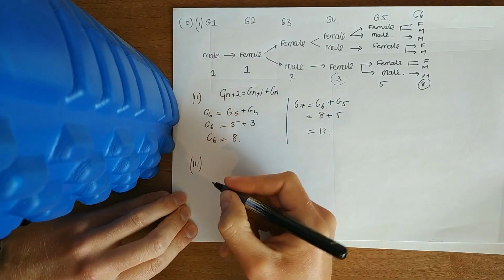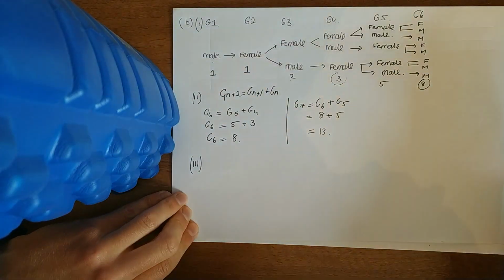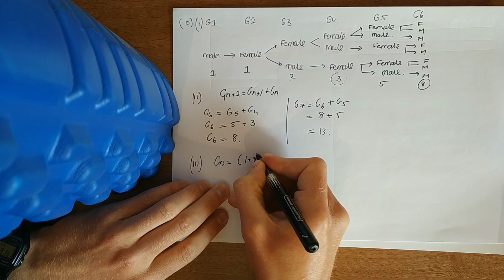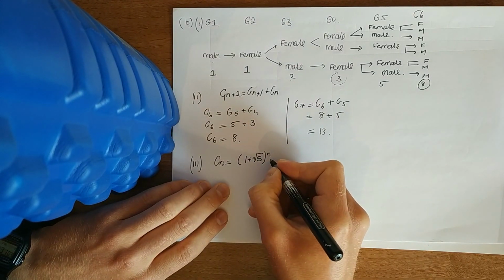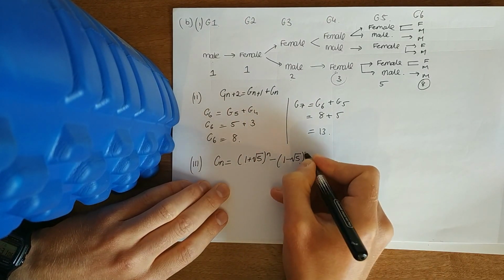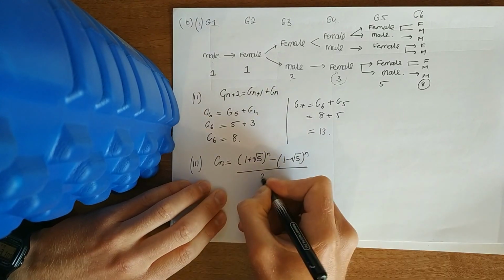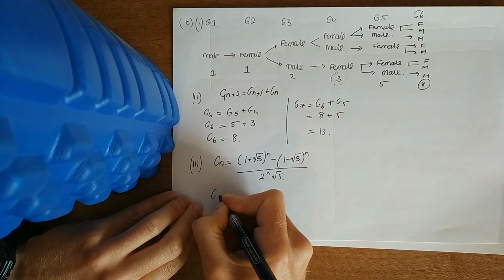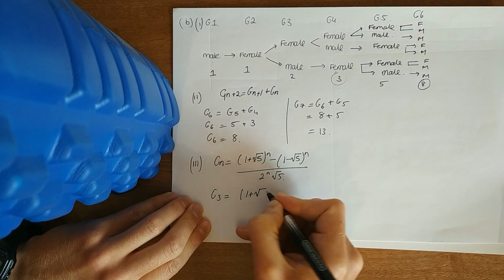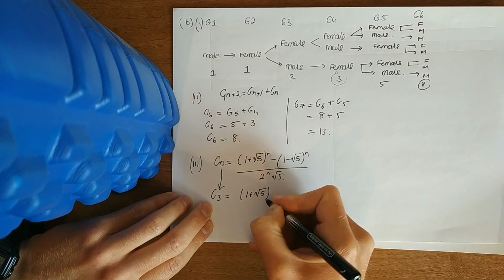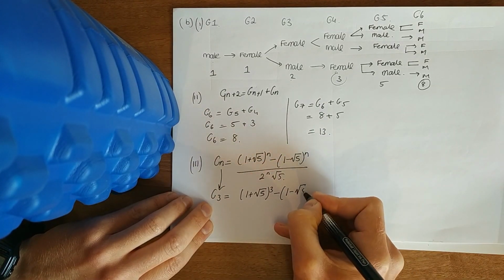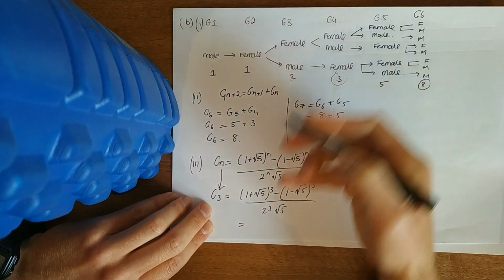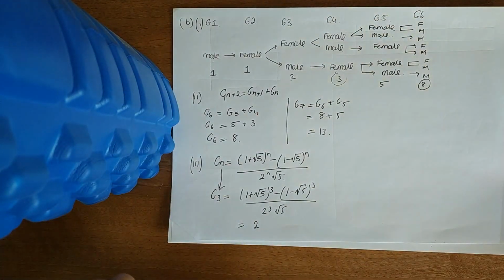And then part 3, the number of ancestors in each generation can be calculated using the following. Use this formula to verify the number of ancestors in g of 3. So sub in your 3 for your n. Your n's been replaced by your 3. Throw it in your calculator if you like. 2 cubed root 5. And I'm just going to say you get g of 3, you're going to get an answer of 2. Try it and see. Right.